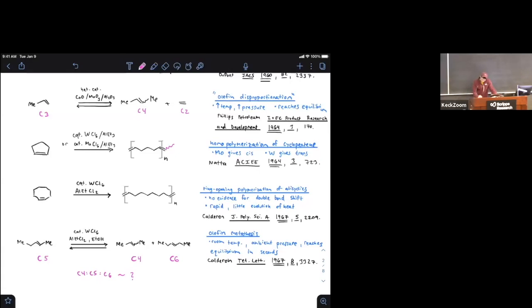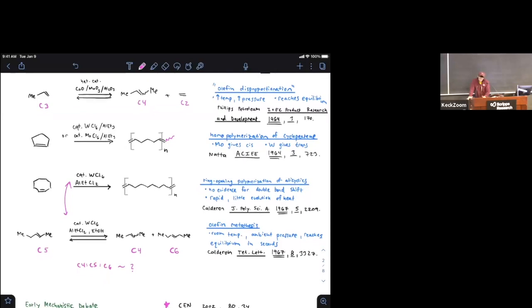But he found that under quite similar conditions, the in situ generated catalyst could not only promote ring opening polymerization, but also could promote this olefin metathesis, olefin disproportionation. So we have the thermodynamic statistical mixture in the case of 2-pentene, a 1 to 2 to 1 mixture of C4 to C5 to C6.